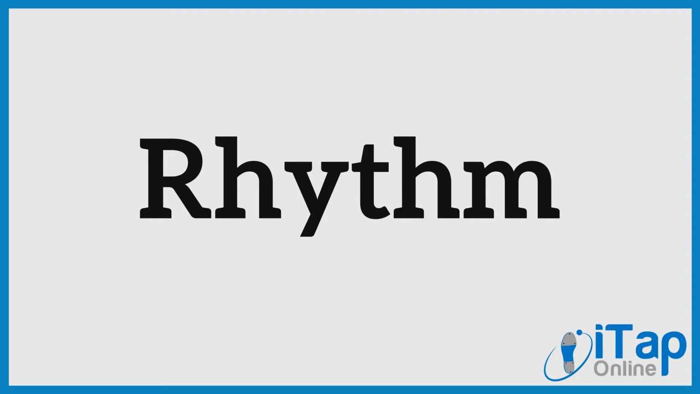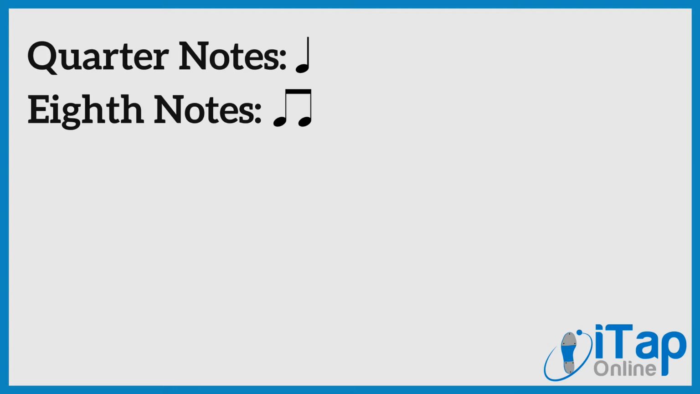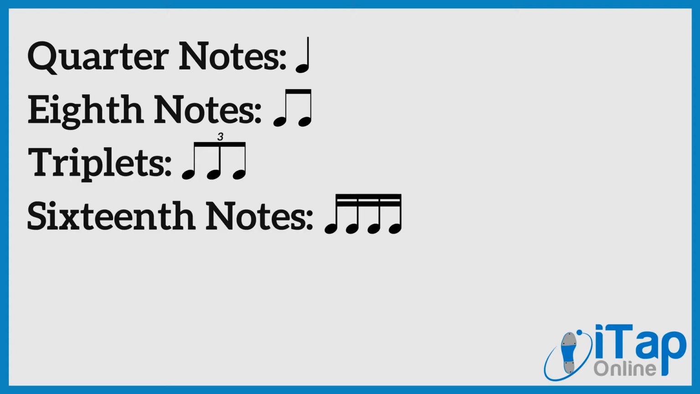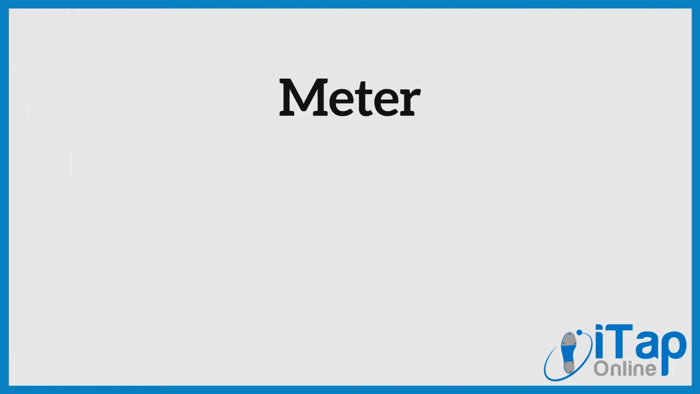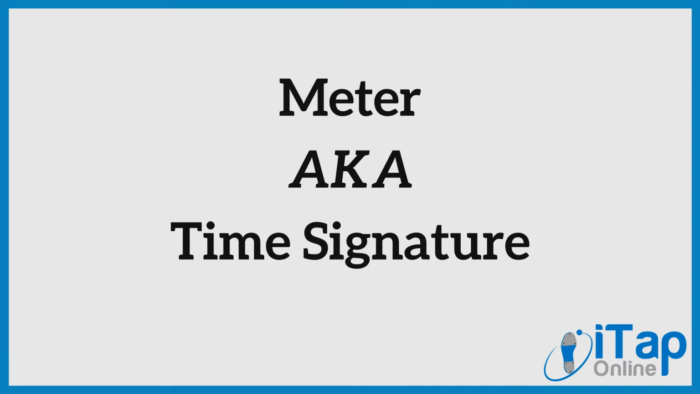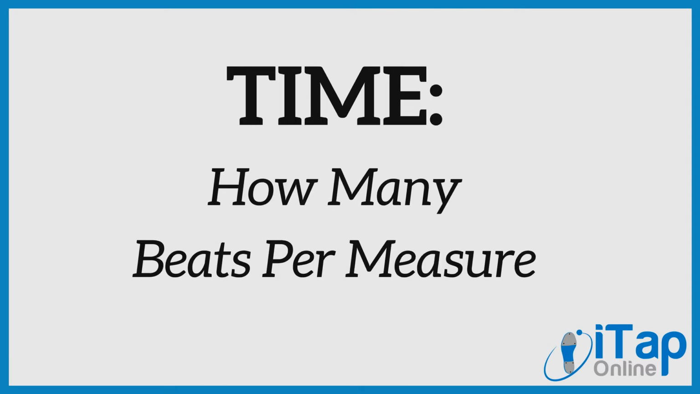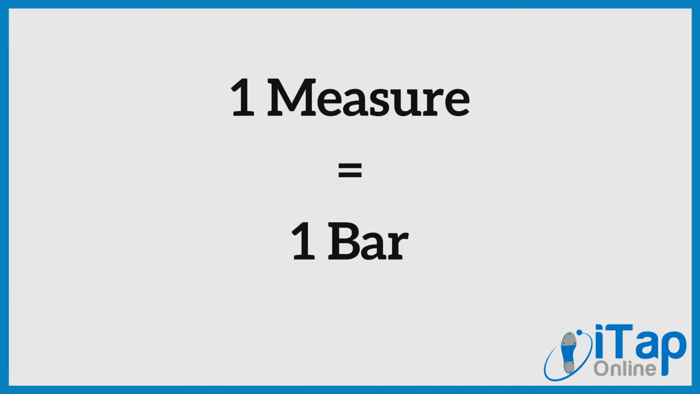In the last video, we discussed rhythm and the ways that you can choose to subdivide each beat, for example, with quarter notes, eighth notes, triplets, or 16th notes. So now we move on to time. Time is a form of measurement, and all music has a meter or a time signature, and we define time as how many beats there are per measure, and another word for a measure is a bar.